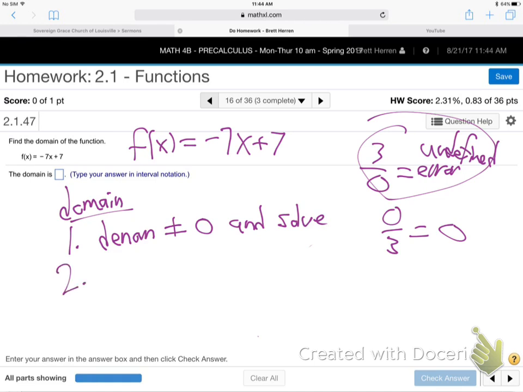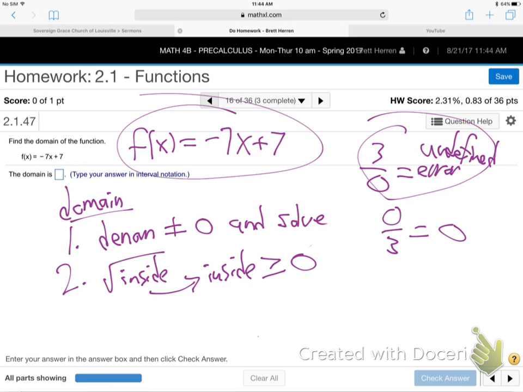All right. Number 2, if you have the inside of a square root, you say the inside has to be greater than or equal to 0. On this question, those are the 2 things you look for. On this question, do we have a denominator? No? We got no denominator. Do we have any square roots? No. Then we got no problems. The domain on this one is everything.